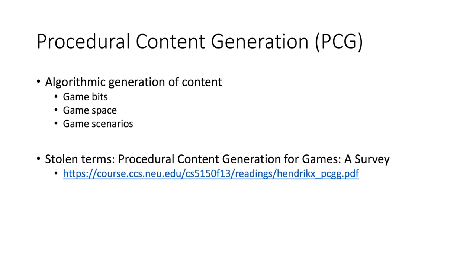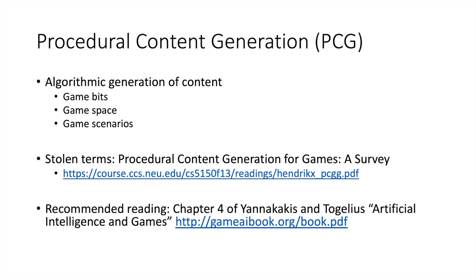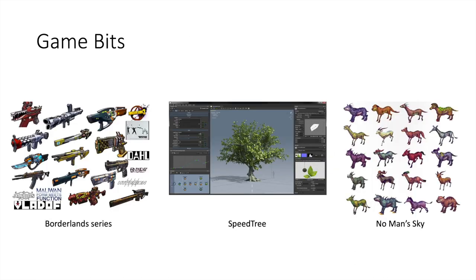There's a paper here. You don't have to read it, but it's worth checking out if you're interested. I'd also recommend checking out Chapter 4 of Yannakakis and Togelius's Artificial Intelligence and Games. You can find the whole thing online, which goes into PCG in a little bit more detail. And last but not least, shout outs to Adil Zafar. He's a PhD student whose survey I have used a bit for constructing these slides.